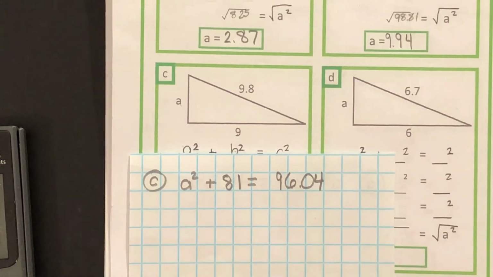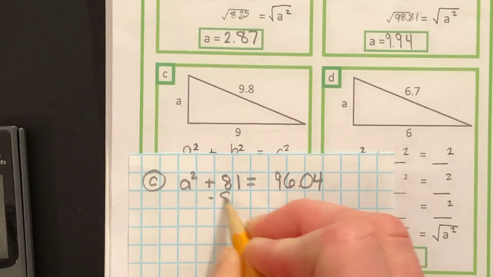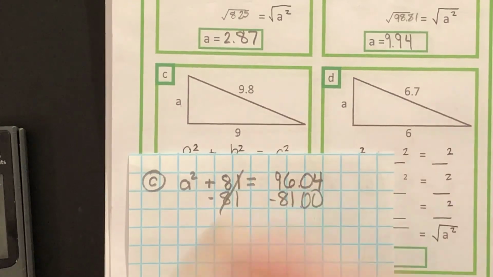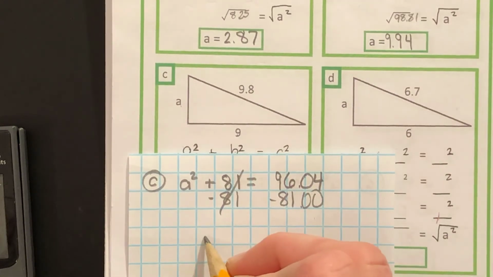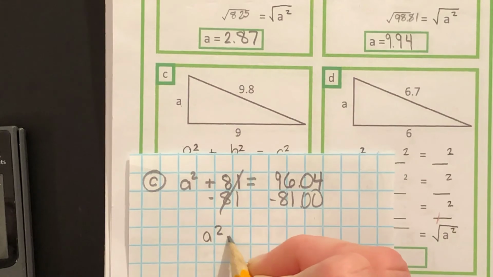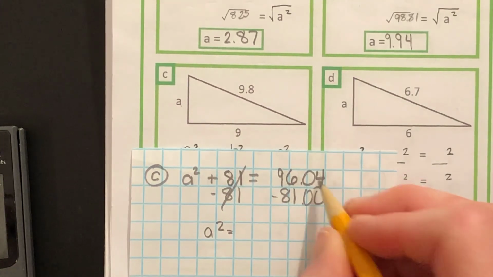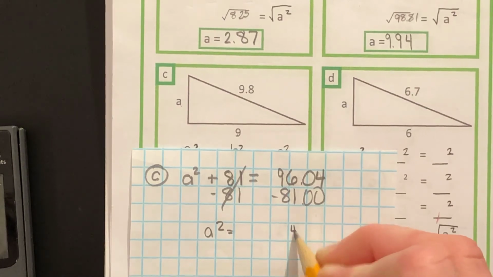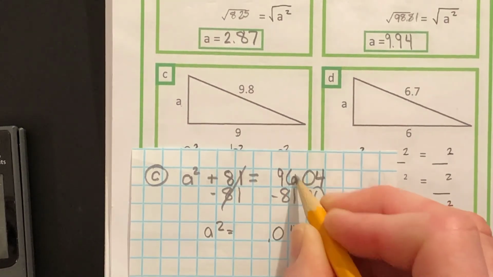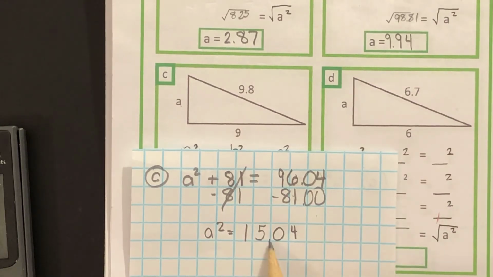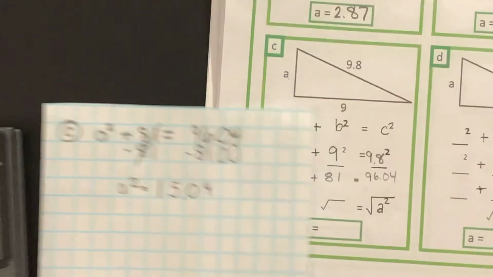Now to isolate the a squared, I will subtract 81 from both sides. That gives me a squared equals, let's see, 15 and 4/100ths. That's what you'll write here.